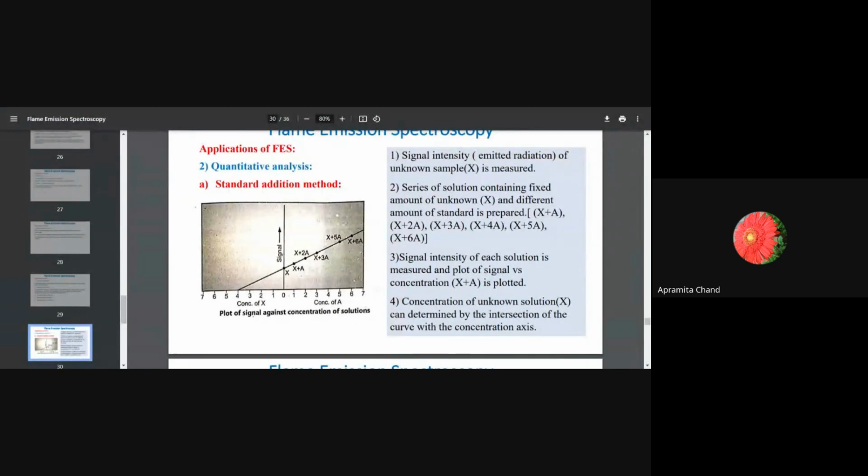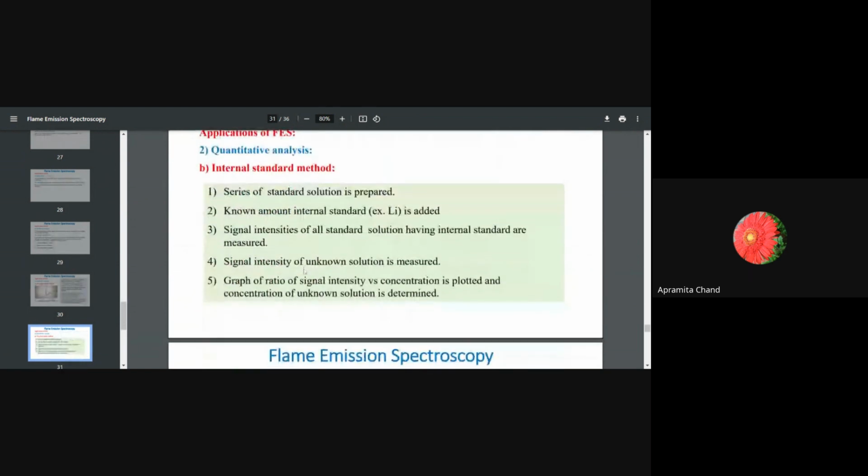So a series of solutions containing a fixed amount of unknown x and different amounts of standard solutions is prepared, like x plus a, x plus 2a, x plus 3a, x plus 4a, and the signal intensity of each of these solutions is measured, and a plot of signal versus concentration is plotted. Now, if we have some kind of unknown solution, that is x, we can determine it with the intersection of the curve with the concentration axis. So we can just plot and connect all the points, and wherever it crosses the concentration axis, we can see the concentration of the unknown solution.